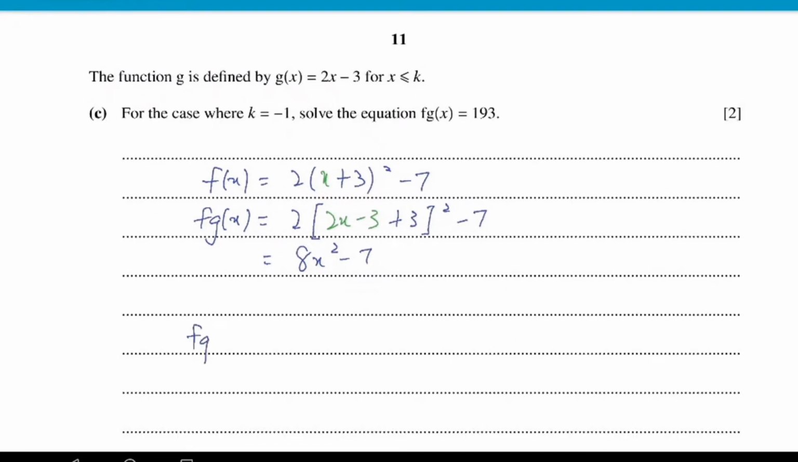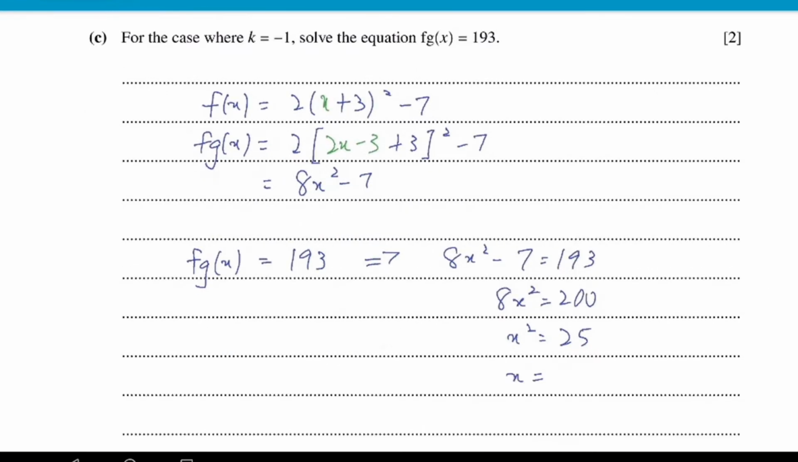So we are going to equate fg(x) equals to 193. So we have to solve for this: 8x squared minus 7 is 193. So it means 8x squared is 200. x squared is 25. x is plus minus 5. Of course, when we solve the equation, we are getting the value of the x here.